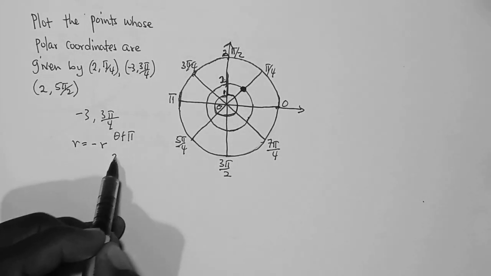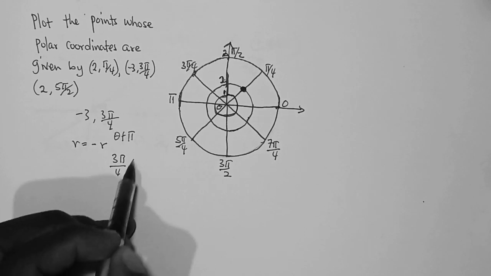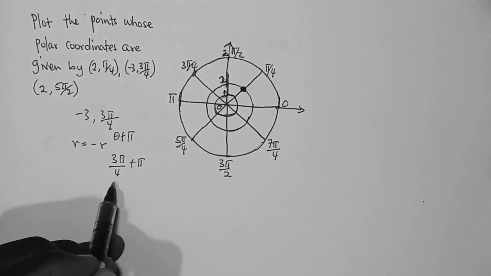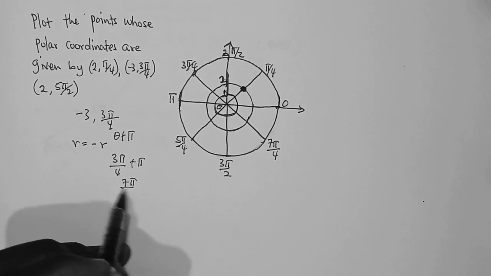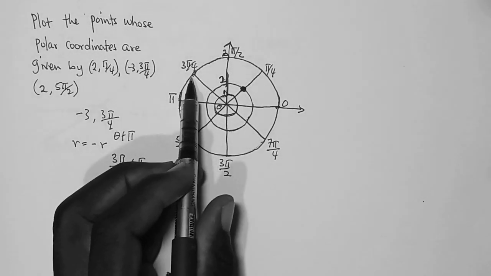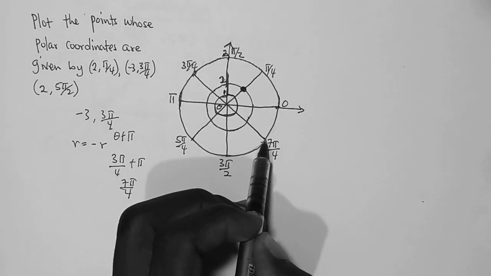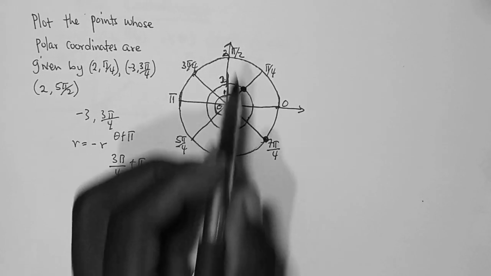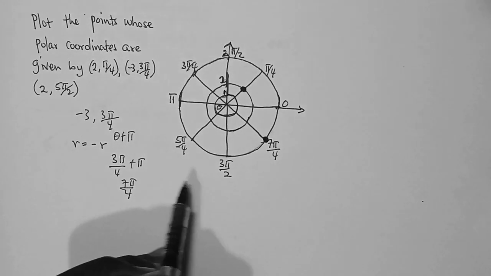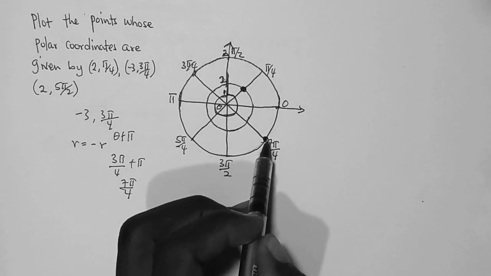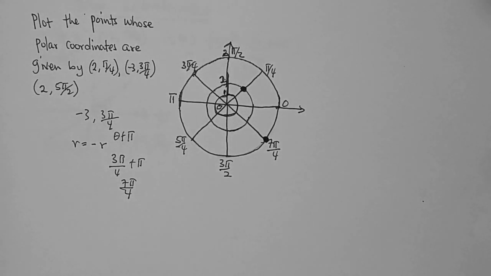And therefore this becomes 3 pi on 4 plus pi. And 3 pi on 4 plus pi is 7 pi on 4. And therefore minus 3 and 3 pi on 4 will be here. So the outer one is 3 units and 3 pi on 4 will be this point.